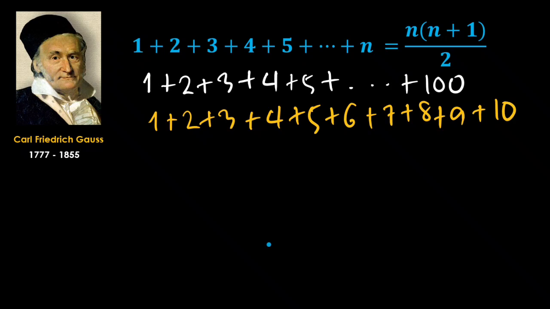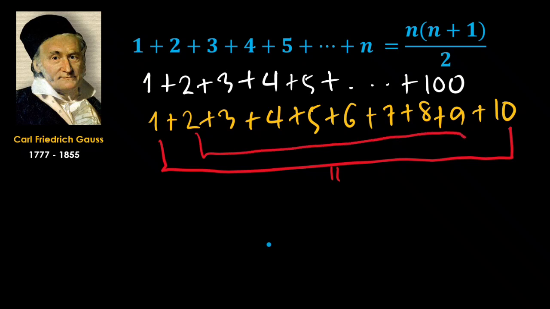So this is how he did it. He paired the numbers cleverly, like 10 plus 1 is 11, then 2 plus 9 is 11, 3 plus 8 is 11, then let's pair it here, 4 plus 7 is 11, 5 plus 6 is 11. So how many 11s are there? 1, 2, 3, 4, 5.